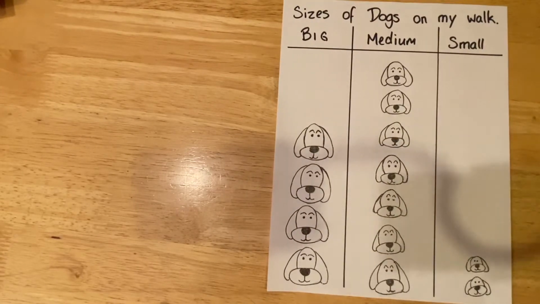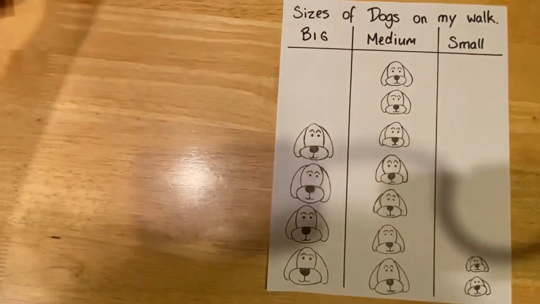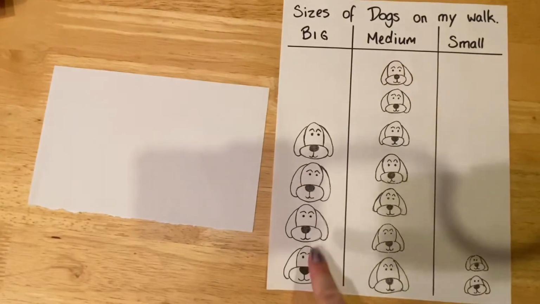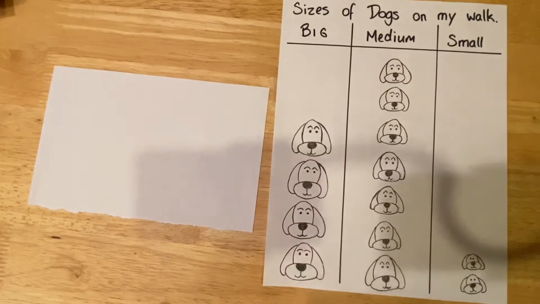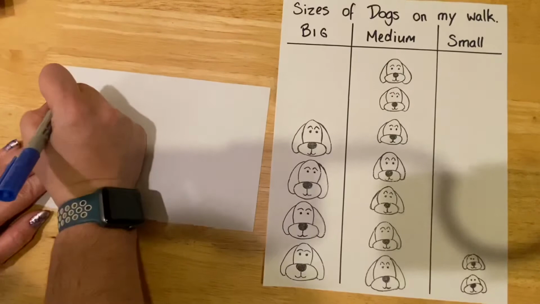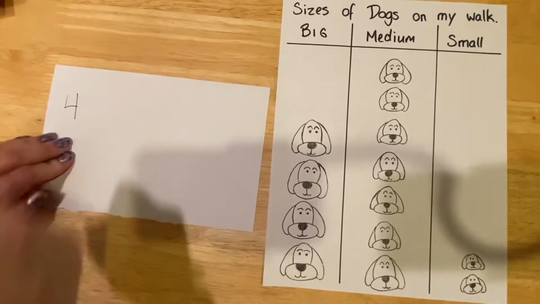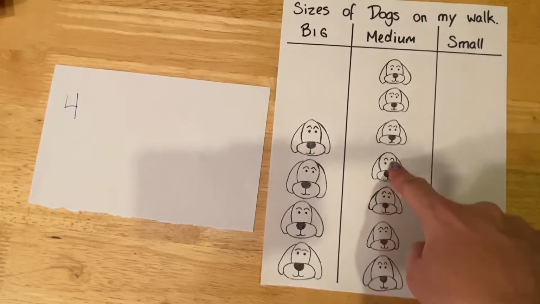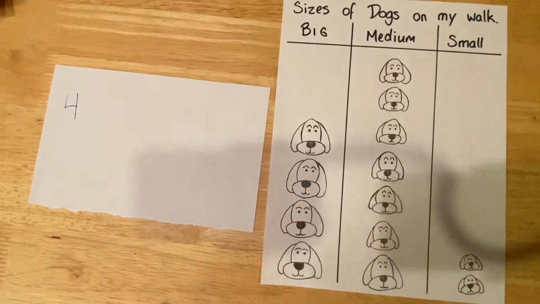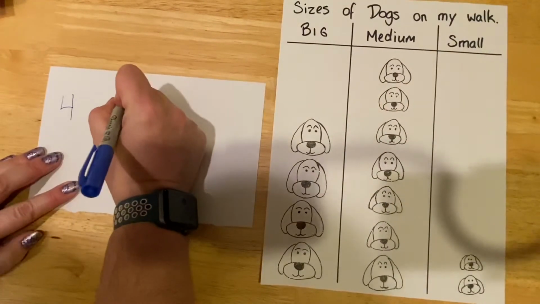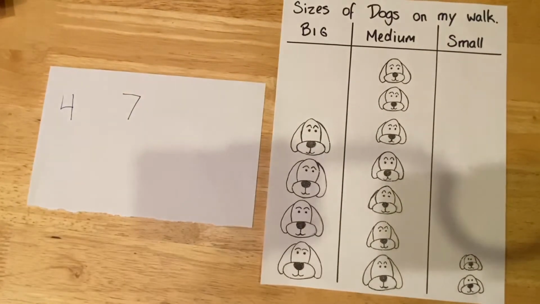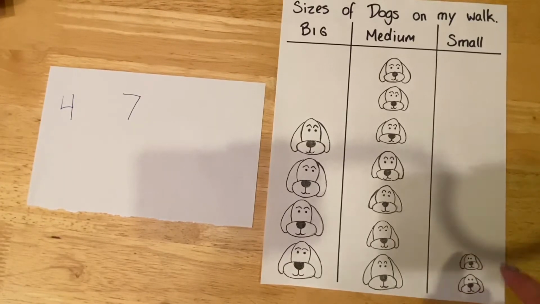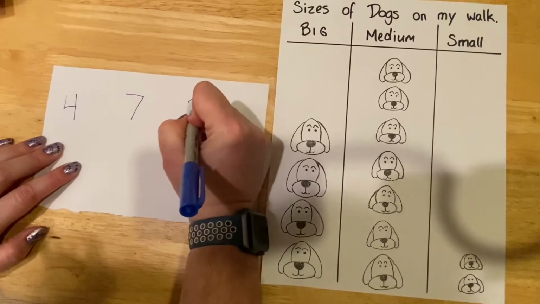How many big dogs did I see? I saw 1, 2, 3, 4. I saw 4 big dogs. Let's write a 4. And how many medium dogs did I see? I saw 1, 2, 3, 4, 5, 6, 7. Let's write a 7. And how many small dogs did I see? I saw 1, 2. Let's write a 2.